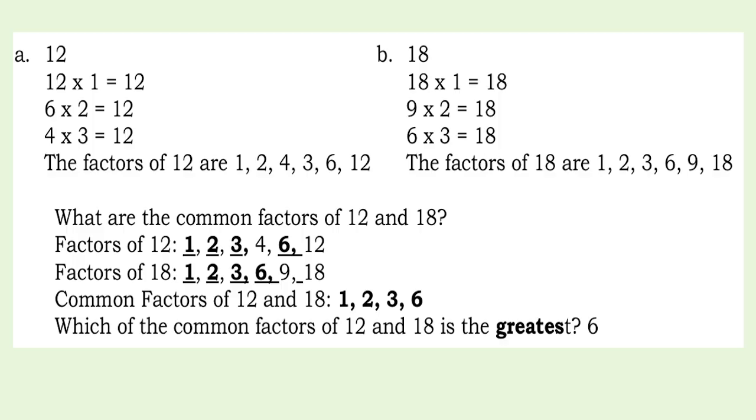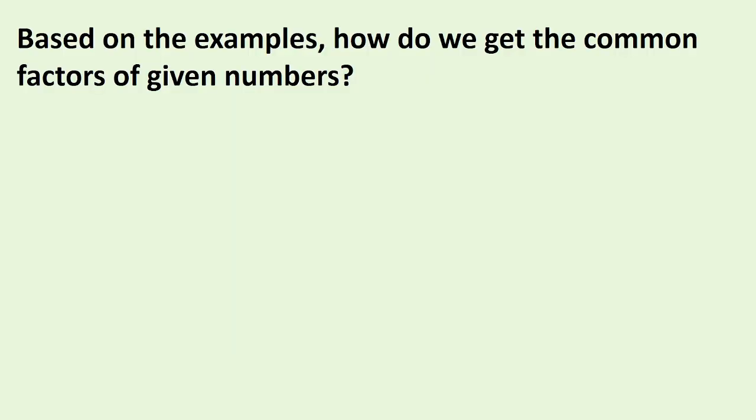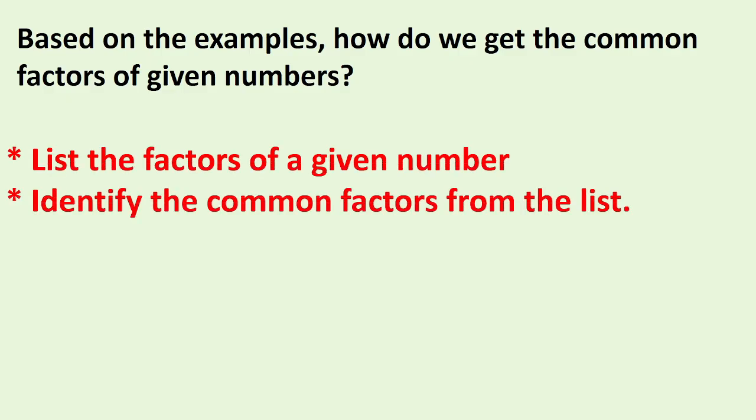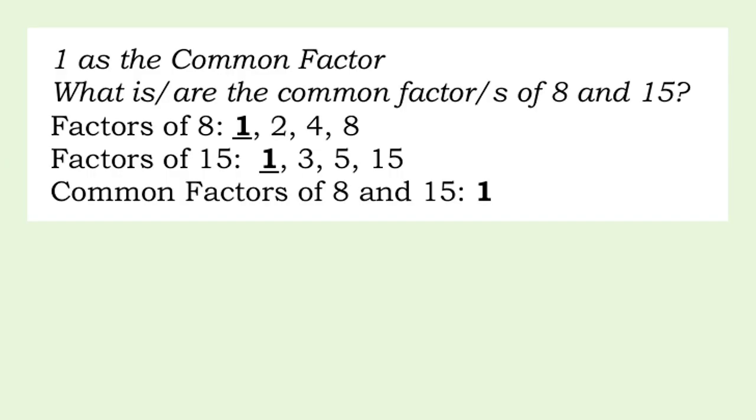Another. What are the common factors of 12 and 18? So the answer is 1, 2, 3, and 6. Which of the common factors of 12 and 18 is the greatest? So the answer is 6. Based on the examples, how do we get the common factors of given numbers? List the factors of a given number. Identify the common factors from the list. One is the common factor.